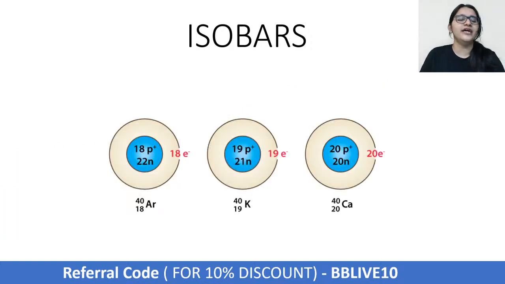The very famous example that you have in your book is argon, potassium and calcium. The number of electrons and protons are absolutely different. But the number of neutrons varies in such a manner that when you add them up, they all come to a total of 40. So the mass number, protons plus neutrons, is 40. When we have groups like these, they are called isobars.